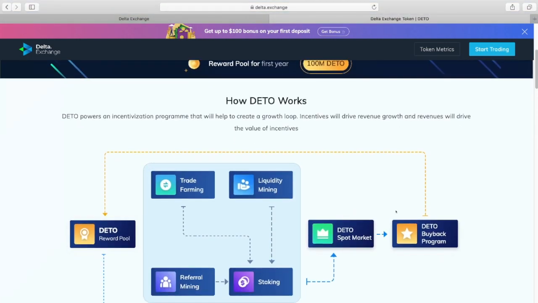We have this schema of how DETO works. DETO powers an incentivization program, as we see here, that will help to create a growth loop. Incentives will drive revenue growth, and the revenues will drive the value of incentives. We have the DETO rewards: trade farming, liquidity mining, staking, and refer mining. Then we have the DETO spot market and the DETO buyback program, and then you have a reward. This is how it works.